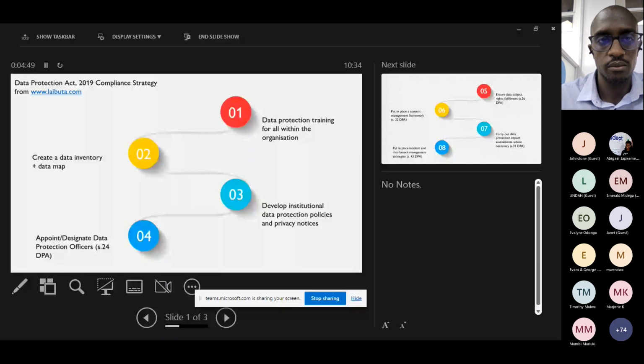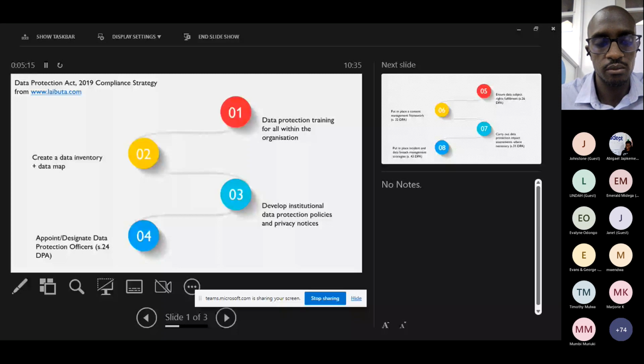So from the training and the privacy impact assessment, the data inventory helps you to create a concrete strategy, because that way you'll identify where the gaps are, who is responsible for what data, and what kind of protocols and controls you need to put in place to comply with the act. Then there's the third one: you develop institutional data protection policies and privacy notices.